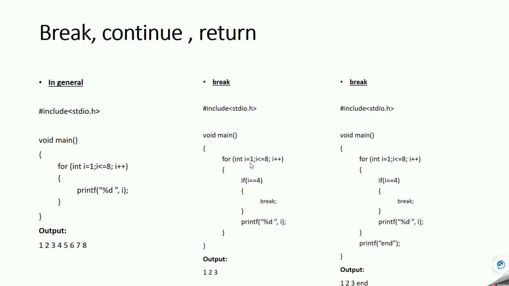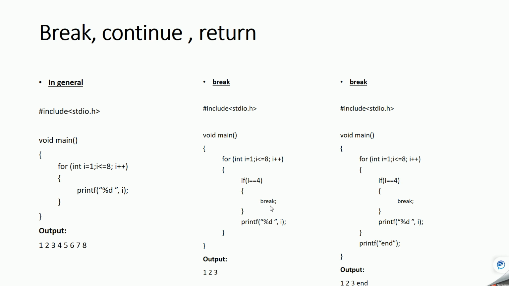So what will happen initially? i will be 1, then this condition is false, so this program will print 1. Then i will become 2 and this condition is false, so this line of code will get executed and it will print 2. Again i will become 3, and this condition is false because 3 equal to 4 is false, so it will print 3. But now i becomes 4 and then this condition will become true.